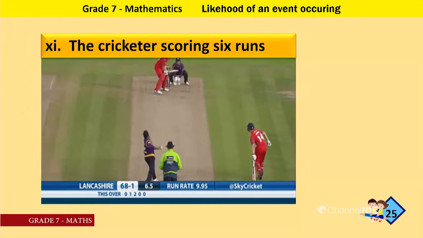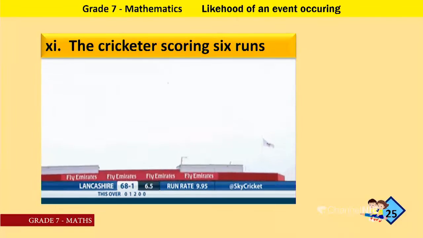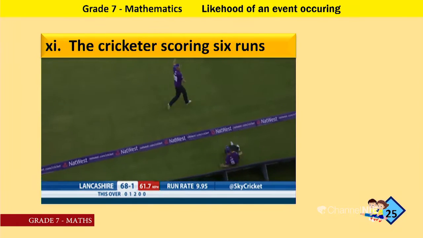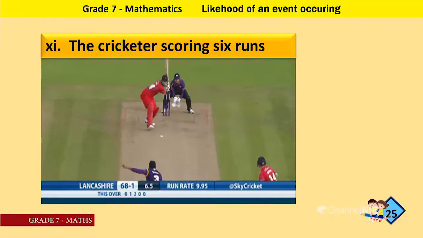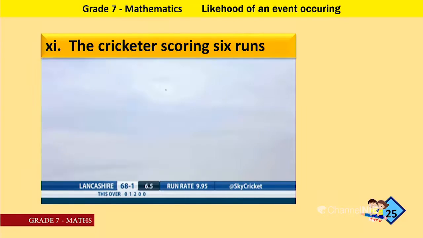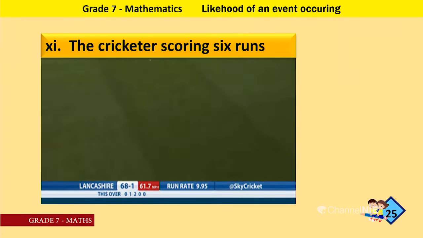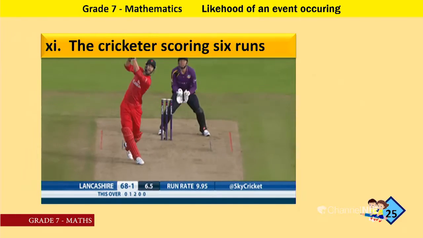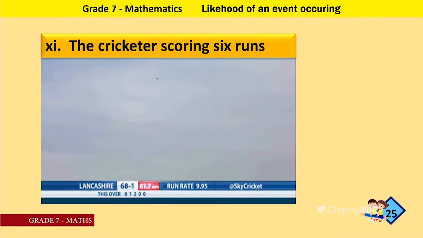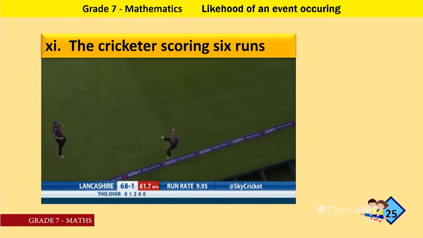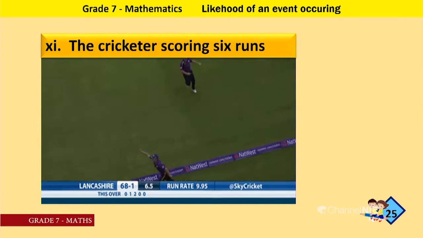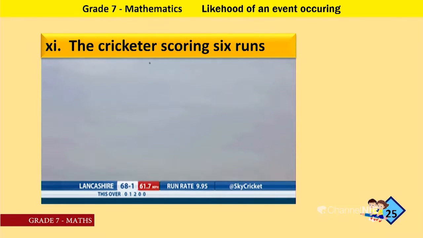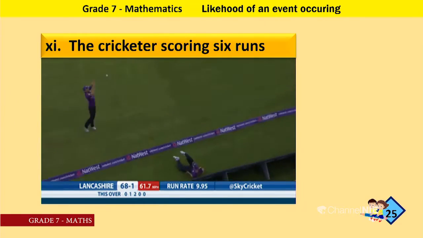Okay, what has happened there? Right, by looking at the first few seconds of the video, you may have thought, okay, the cricketer is going to get 6 runs. But at last what happened? The cricketer got out. Isn't that so? So, this is a very good example for telling you that the cricketer scoring 6 runs is a random event.